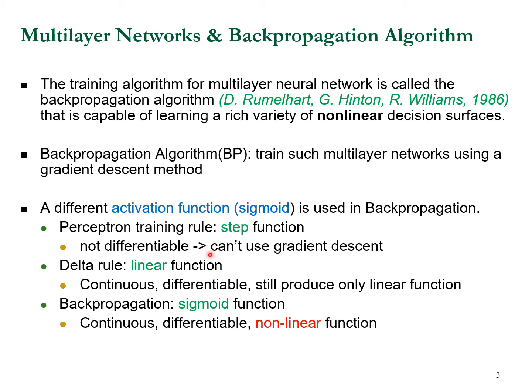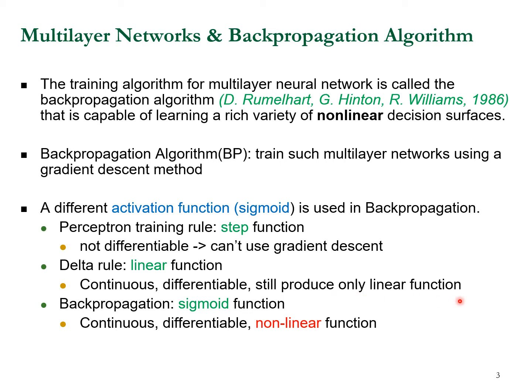So in order to use gradient descent in the delta rule, this activation function was changed to a linear function. Now it is continuous and differentiable. But this linear function is still linear, so the entire perceptron network is still a linear classifier. It still produces only linear functions.